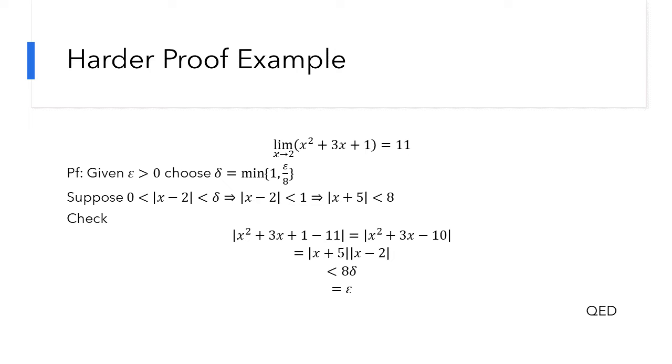So our proof goes as follows. Given epsilon greater than 0, we choose delta equals the minimum of 1 and epsilon over 8, and suppose that 0 is less than the absolute value of x − 2, which is less than delta. We check that the absolute value of x squared plus 3x plus 1 − 11 is equal to the absolute value of x squared plus 3x − 10, which we can factor to the absolute value of x + 5 times the absolute value of x − 2. This is less than 8 times delta, which is equal to epsilon. Thus it is shown.